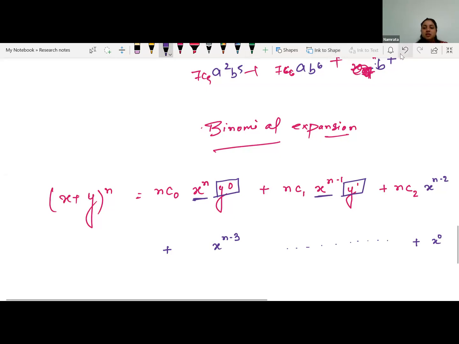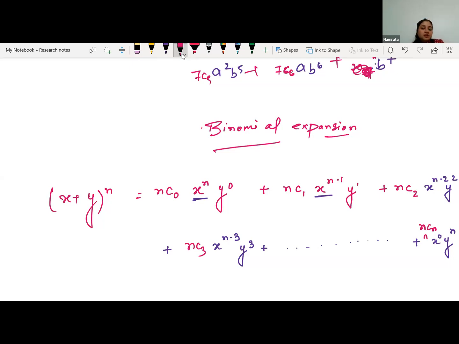Okay, let's just take it out from the rectangular box because I want to show you the formula. Then the power of y will be 2, then 3. Like that the pattern will keep on going until we get the power of y as n. Now what we have learned is that the first coefficient will be nc0, nc1, nc2, nc3, nc4, nc5, nc6, like that, and the last coefficient will be ncn. This is the formula for doing the binomial expansion.